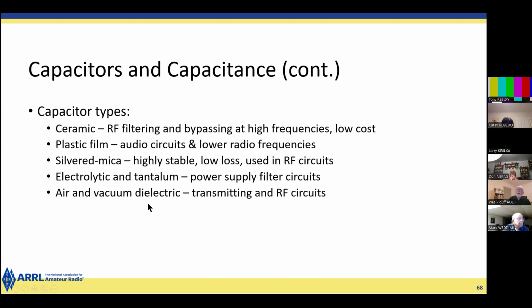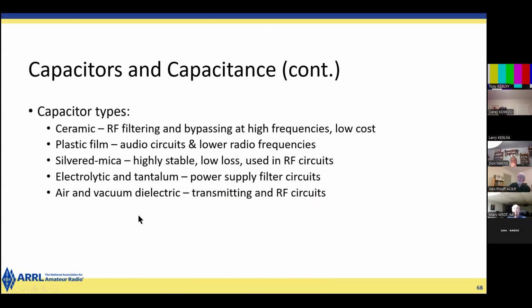And air and vacuum dielectric capacitors are used in transmitting circuits where there's either high voltage or high power passing through them. The reason for that is it's much easier to control arcing, or much easier to get higher voltage ratings, if you have air between the plates of a capacitor, or even better, a vacuum, which is non-conductive between the plates of a capacitor.